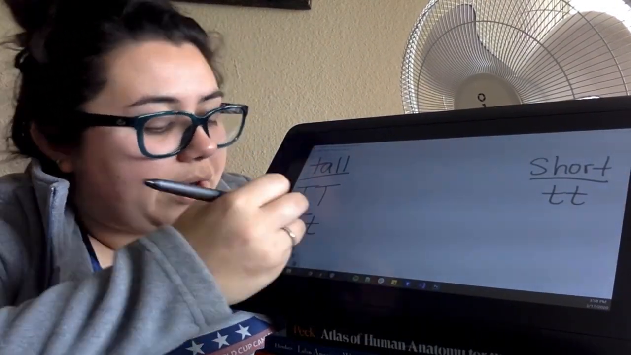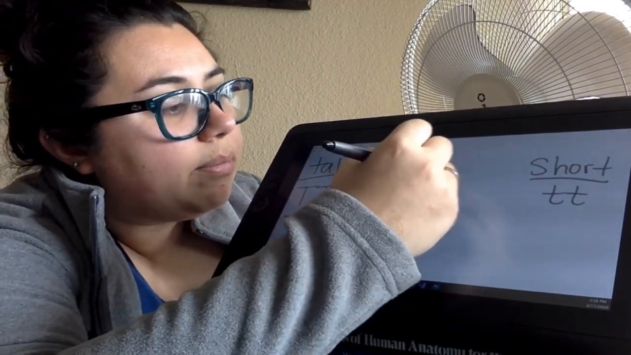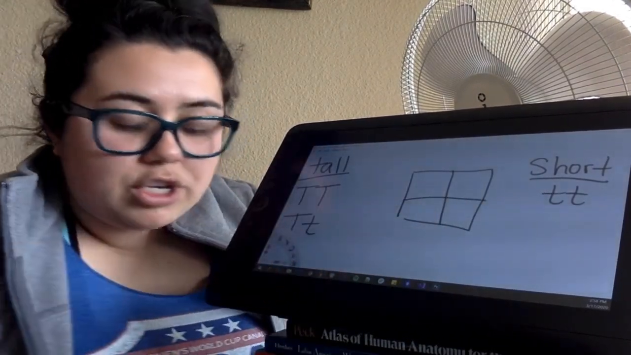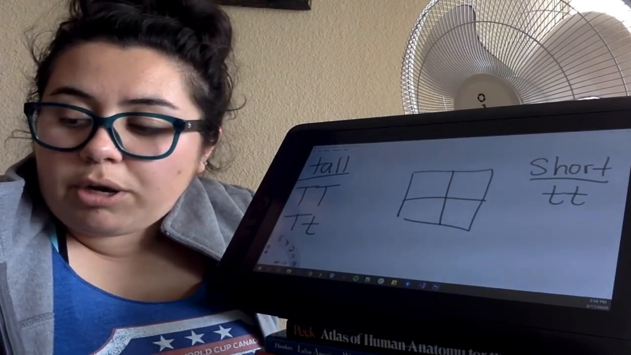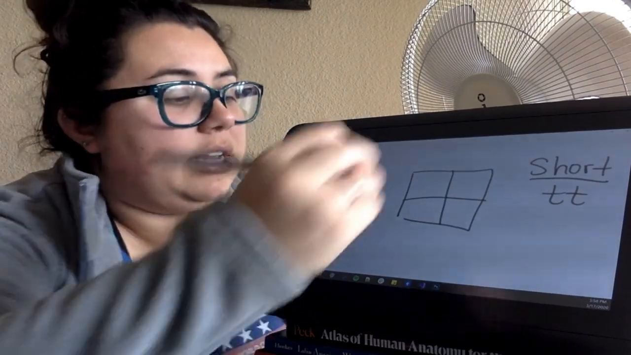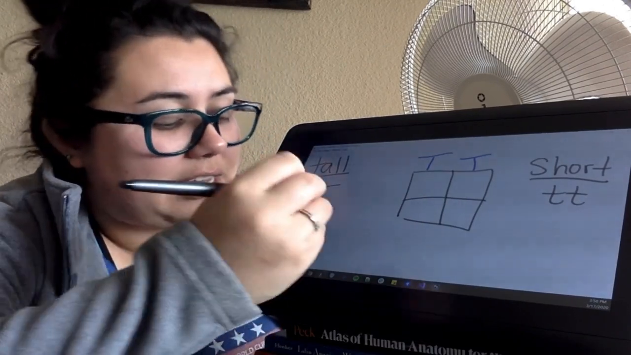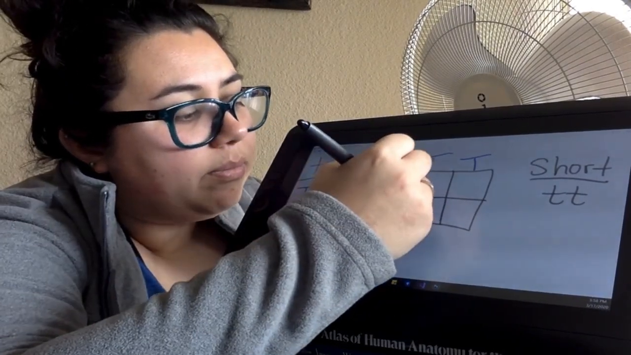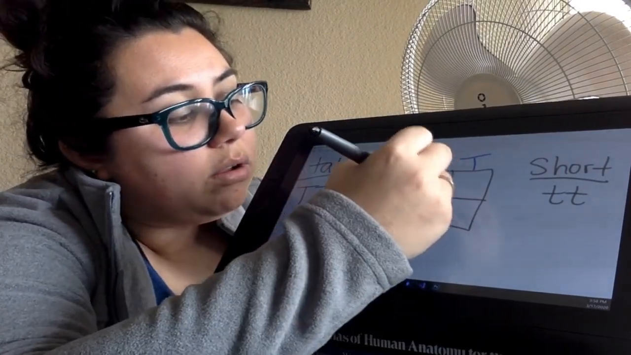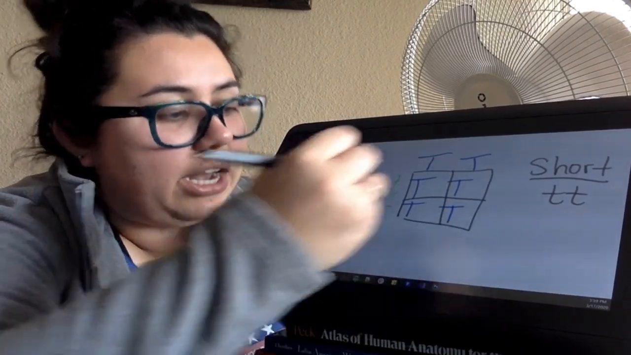So now let's make a Punnett square. So now with this information, let's look back to our first homework problem. In our first homework problem, we were crossing a homozygous dominant organism with a homozygous recessive organism. Now remember, we dropped it low and we carried it across.